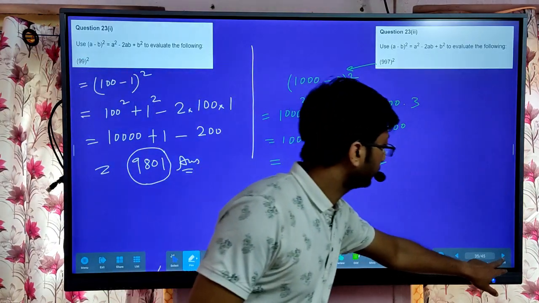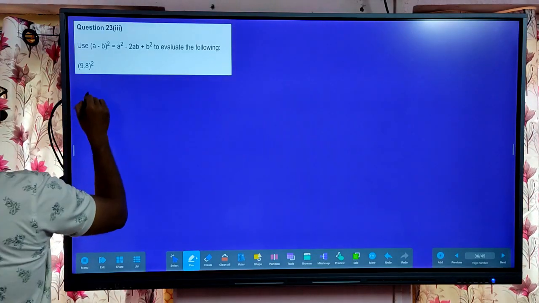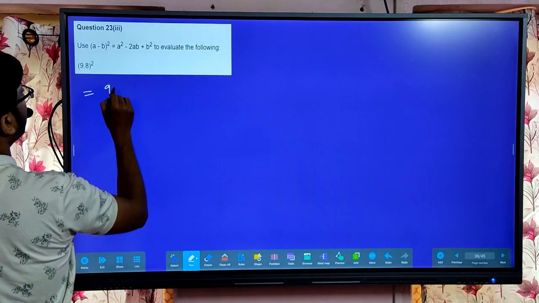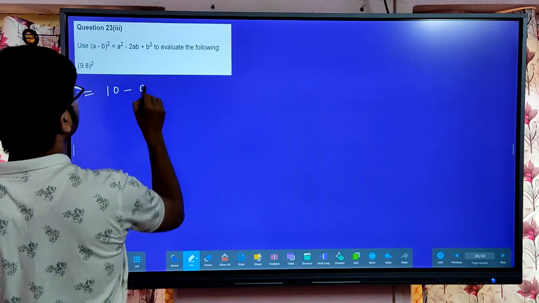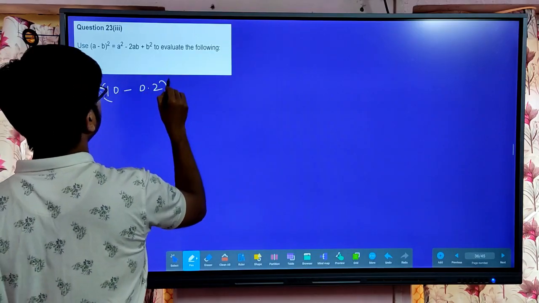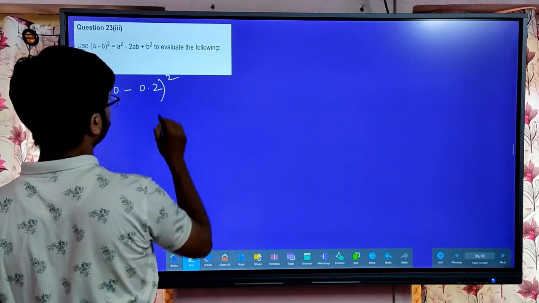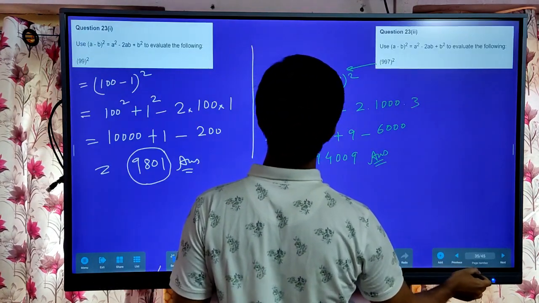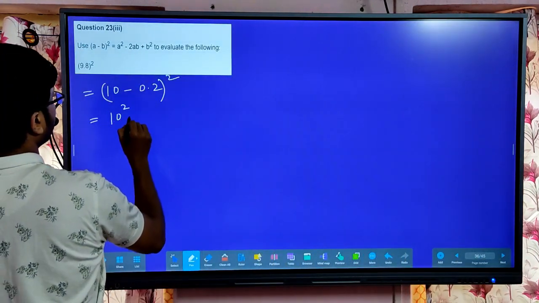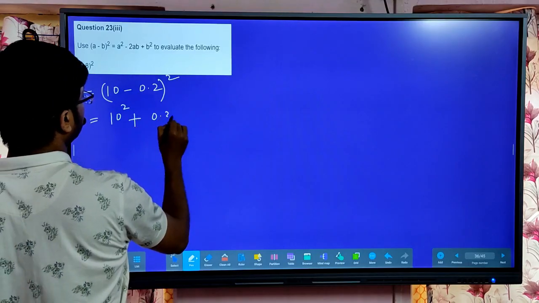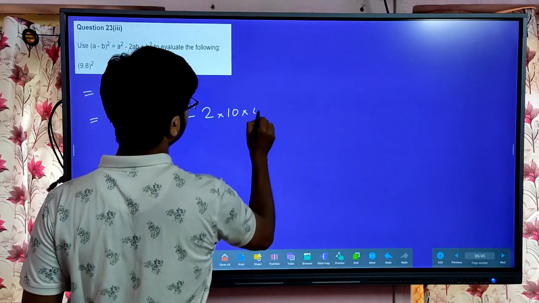Chalo, let's move on to the next question. Use a minus b. So 9.8 can be written as 10 minus 0.2, whole square. Acha, previous thing, you have taken whole square. Yes, whole square. Chalo. This is 10 square plus 0.2 square minus 2ab, 2 into 10 into 0.2.